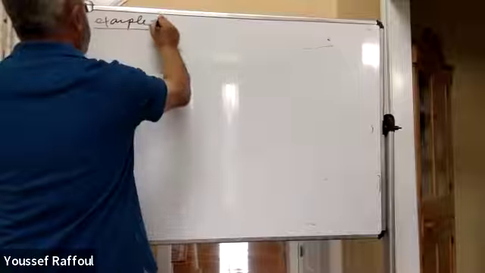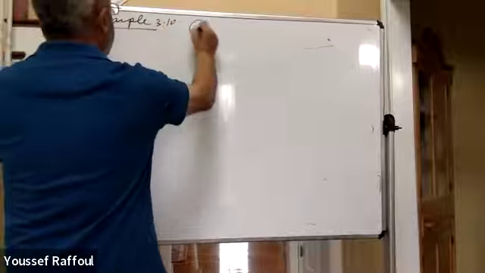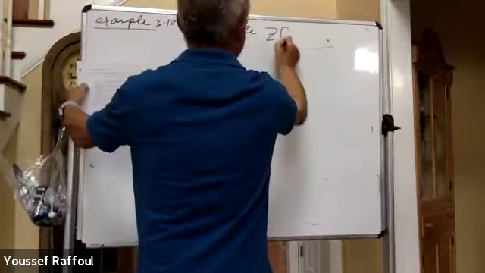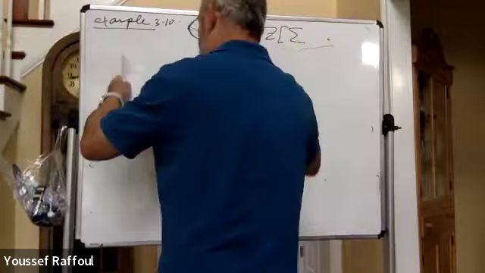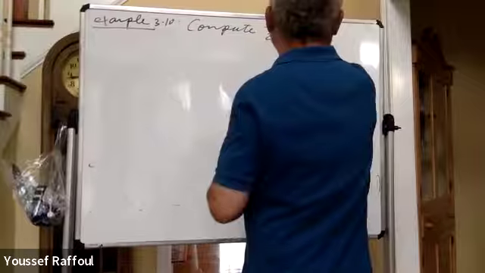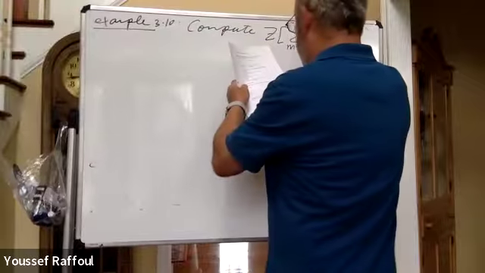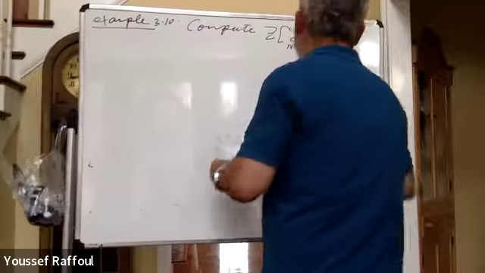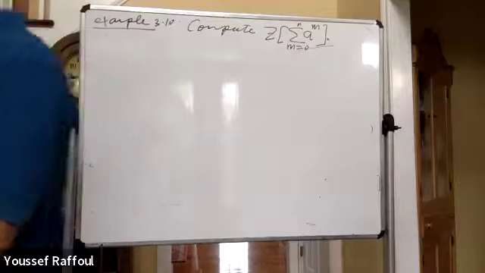This is 3.10. Compute z of the sum from m equals 0 to n of a to the power m. Okay?